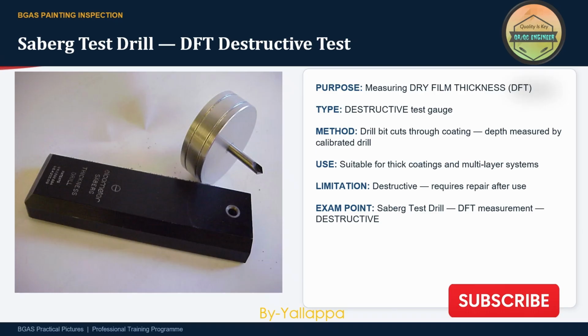This slide illustrates the Saberg test drill. This destructive test method is used for coating thickness evaluation on thick coating systems. The drill penetrates the coating without damaging the substrate excessively.